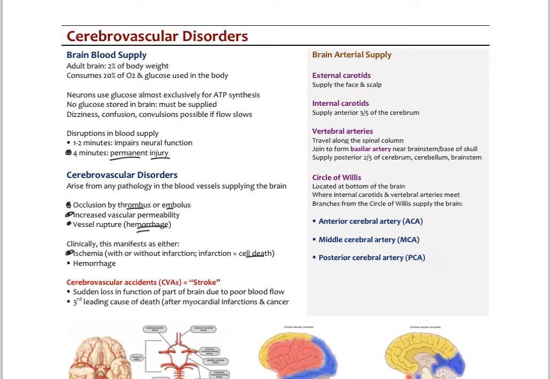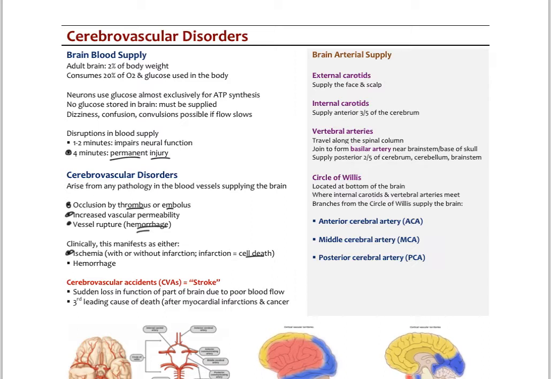Some people actually suffer multiple MIs, we'll go into this in the cardio section, and are still functioning, but their heart gradually is declining in function, and they move towards heart failure. But that would be a difference between myocardial ischemia and infarction. Same with the brain infarction, the cells die.